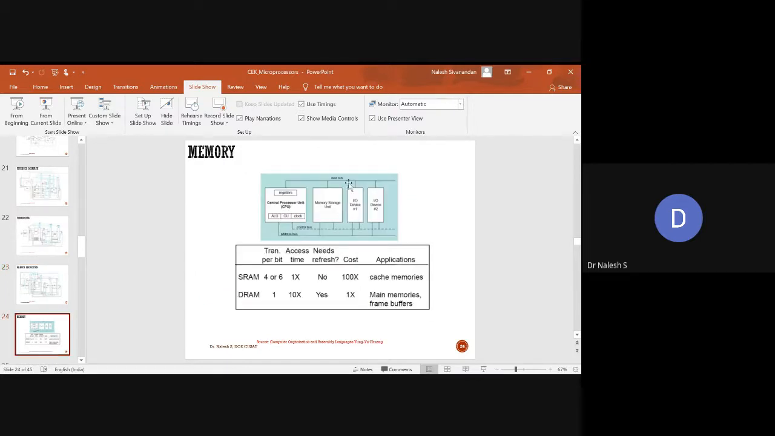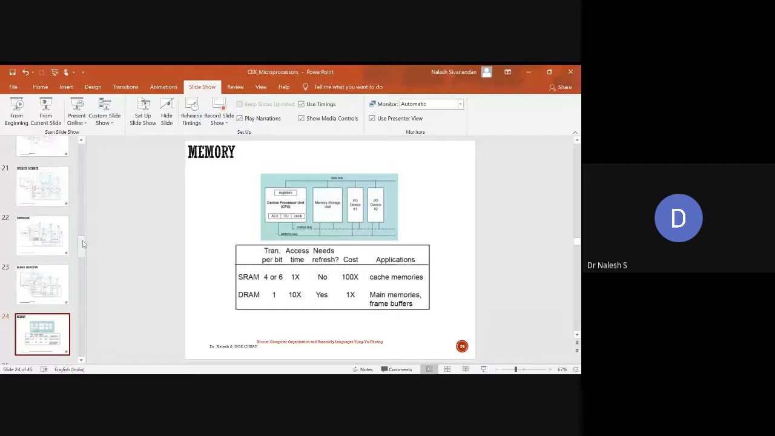Another way is memory. Your CPU has to access data from the memory. There are different memory technologies, SRAM and DRAM. SRAM is static RAM, DRAM is dynamic RAM. SRAM is more dense, costlier, and faster. DRAM is cheaper, but slower. So SRAM is faster but expensive, and DRAM is cheaper, but it is slow.